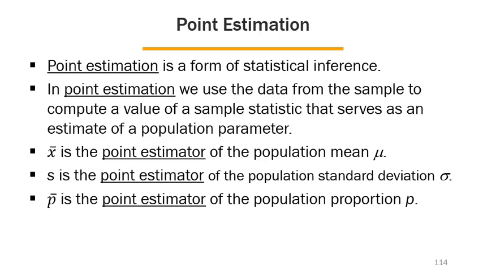Here, we're to distinguish between population parameters and our point estimators. If we were thinking about the mean, x bar is a point estimator for the population parameter mu. s is a point estimator for the population parameter for the standard deviation, sigma. And we could have a proportion, in which case p bar is a point estimator for the population parameter, proportion, which would be p, using this notation here.